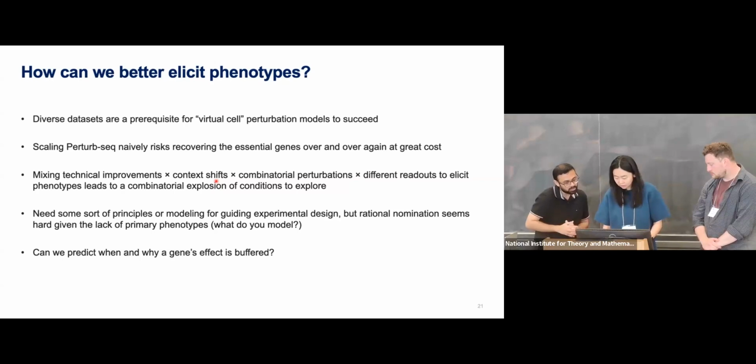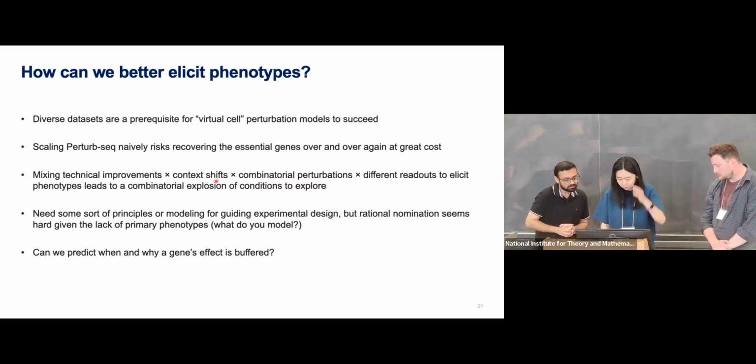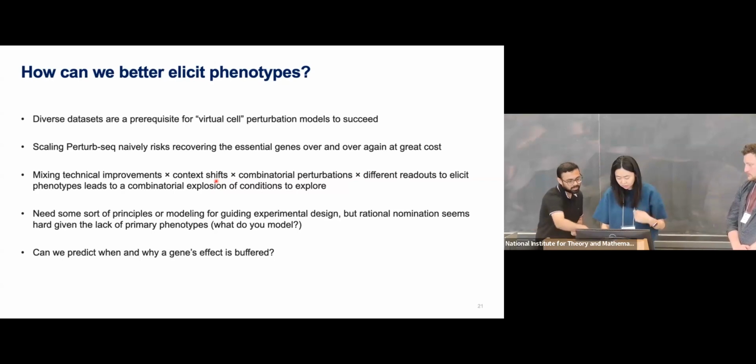I think the problem is that each of these, it's more like an experimental design problem, right? How do you come up with a condition where you know a priori, or at least have an indication a priori that you're going to elicit an interesting phenotype? And I don't think we have a way of doing that right now.